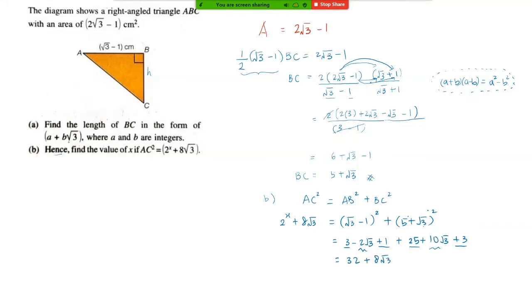And let's compare to the left-hand side, 2 to the power x. So let's write 32 in index form, that is 2 to the power of 5 plus 8√3, which is the same as the left-hand side, 2 to the power x plus 8√3. So we compare the first term equals to the first term, second term, they are equal. Therefore, we can make a conclusion that x equals to 5. We just found the answer for the first question.